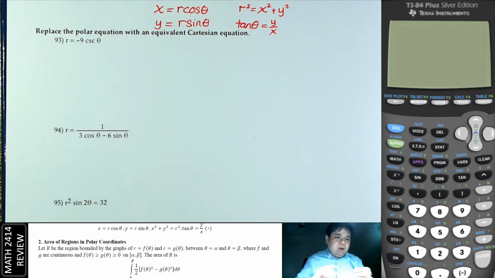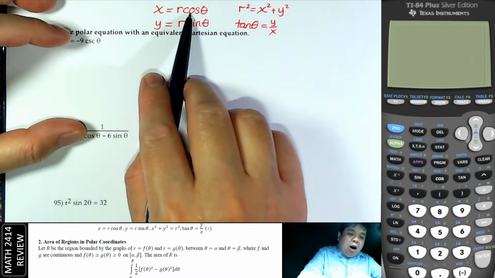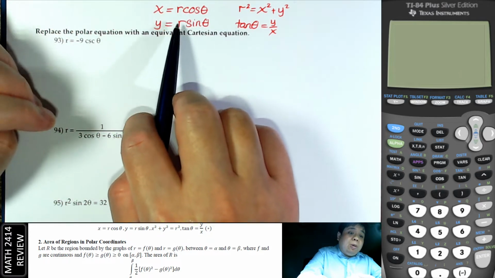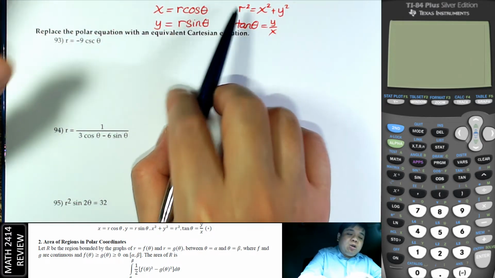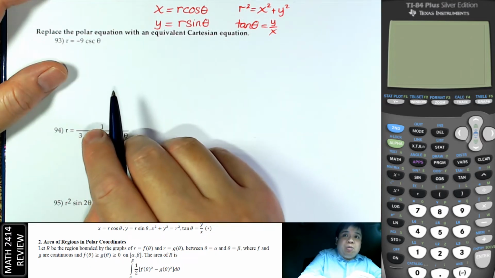Anyway, so that means if we have r cosine, that would be x. If we have r sine, that would be y. And if we have r square, that would be x square plus y square. That's pretty much all we have.